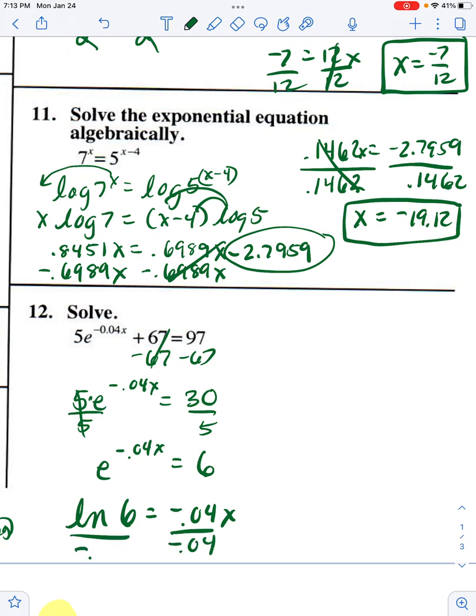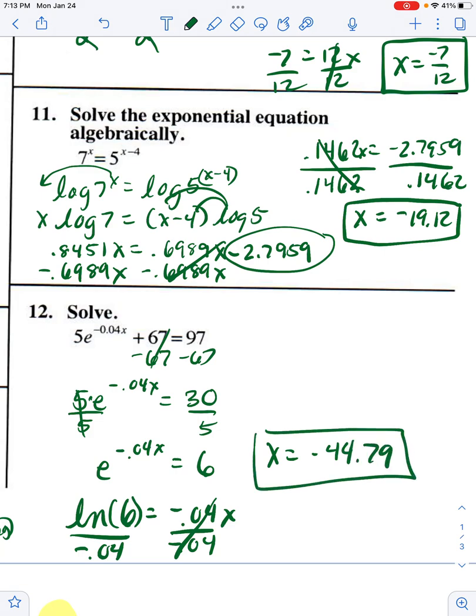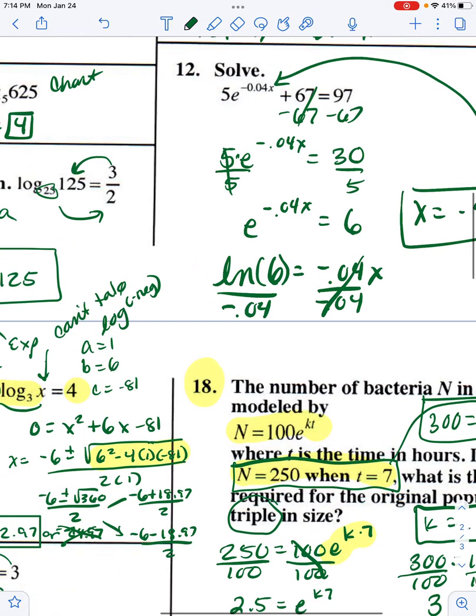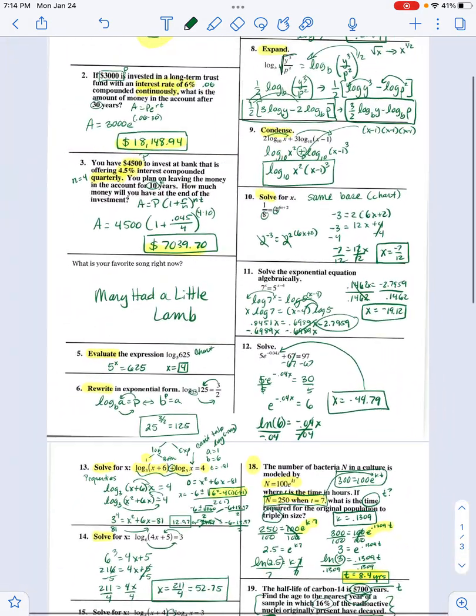So I go to my calculator and I'm going to go ahead and just do that math. You got to stop freaking out every time it says log or ln. It's just a number. So I go to my calculator, ln 6, and then divide by negative 0.04. And I'm getting an x value of negative 44.79-ish. And this is multiple choice, you guys, so I can even try that and plug it in for solving ones and see if it works.